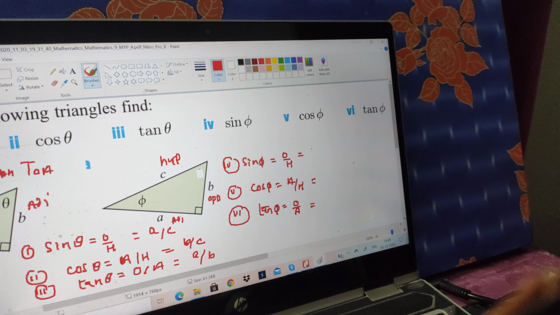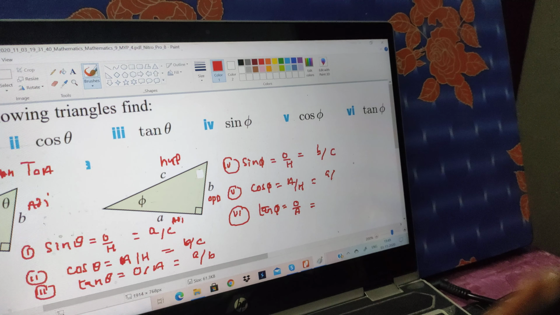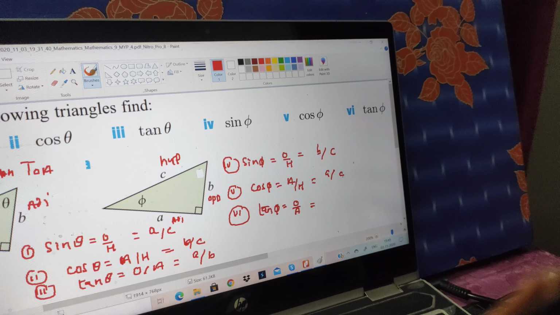So opposite and hypotenuse: over here opposite is B and hypotenuse is C. Again adjacent upon hypotenuse, so adjacent is A and hypotenuse is C. And opposite upon adjacent, so opposite is B and adjacent is A. So I have answered question part A with all the different ratios completely.